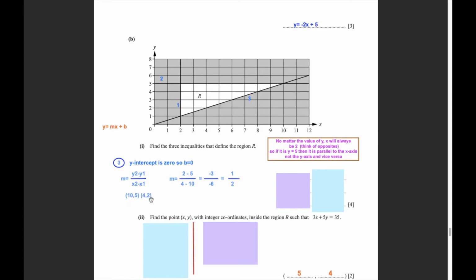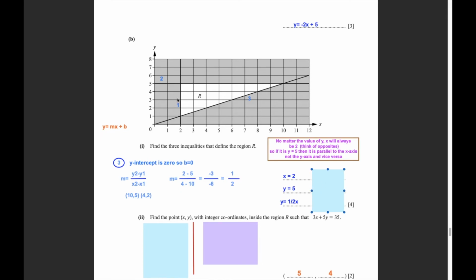I'm going to label this one as point 2 and this is point 1. Just stay consistent. So the y value of the second point minus the y value of the first point, so 2 minus 5, over the x value of the second point minus the x value of the first point, so 4 minus 10. That will give you -3 over -6, which is equal to half. So this is what you get: x equal 2, y equals 5, and y is equal to half x. But we're not done. We have to define the region R, and they ask for inequalities. So this, at the end, you're going to have to delete.